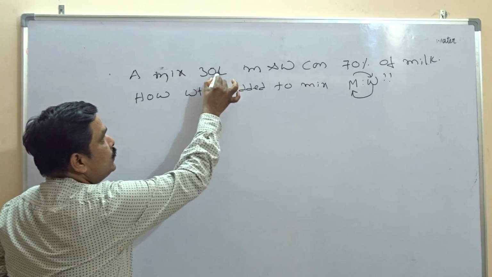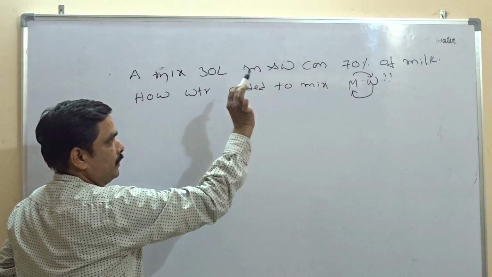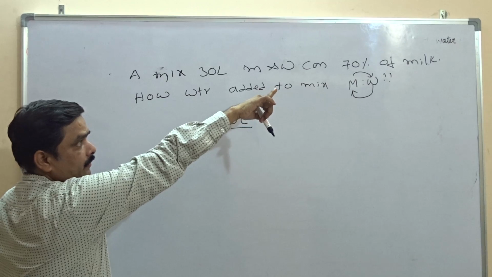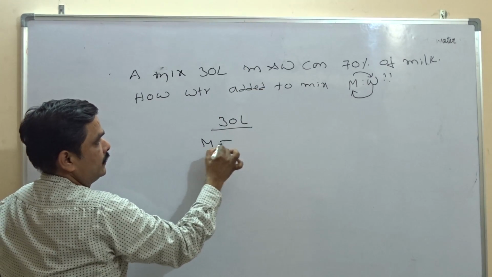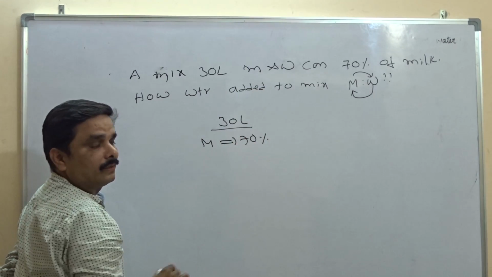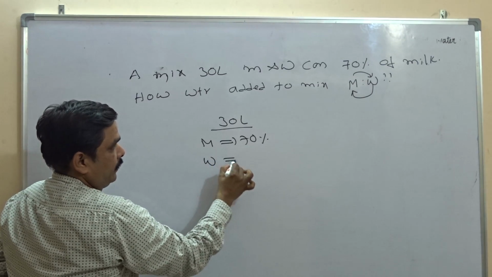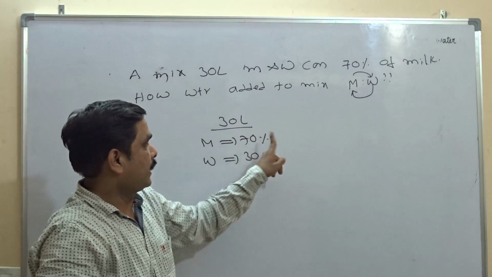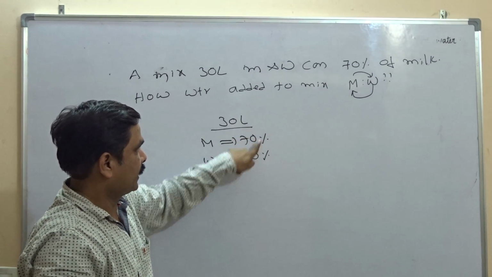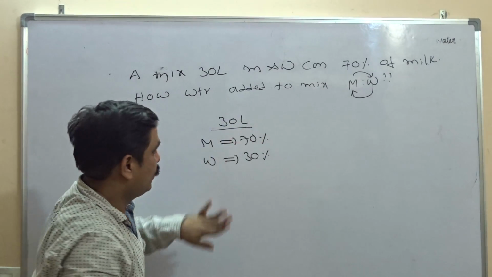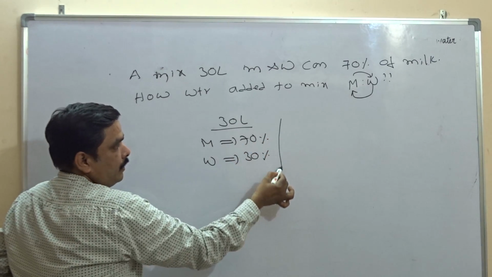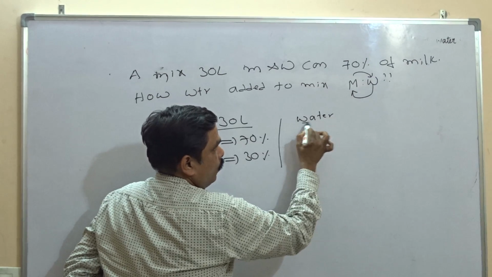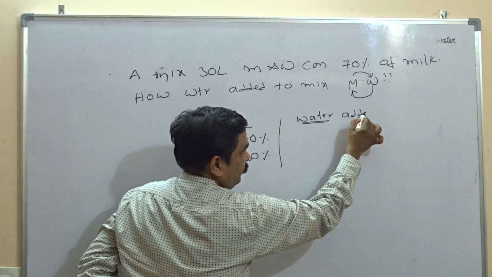Here the original milk and water mixture is 30 liters. Out of this they have given the content of milk is 70%. Obviously water content is 30% because only two types of contents are there in this mixture. Now how much water is added? Observe that word. How much water is added, right?